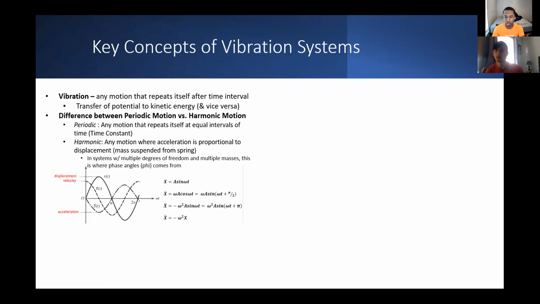So here's just an easy depiction of it. If you look at the dotted line, the different waves are off by pi over 2, so that would be the phase angle.